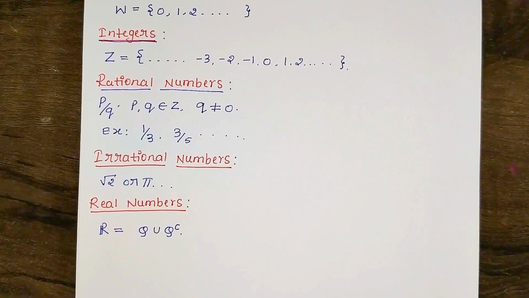Together, this entire family lives under one roof called real numbers. Real numbers are nothing but the collection of rational and irrational numbers.